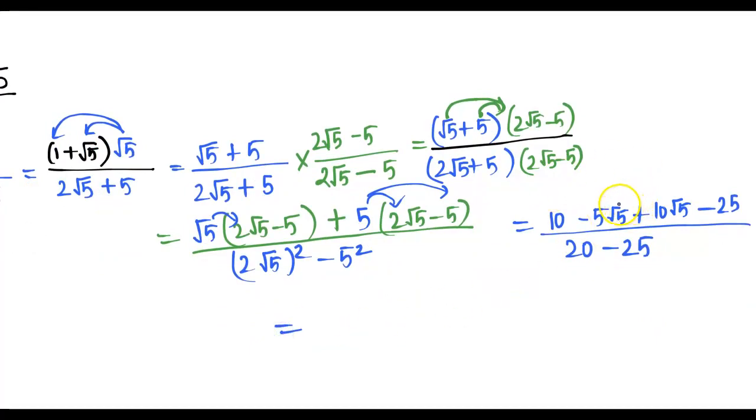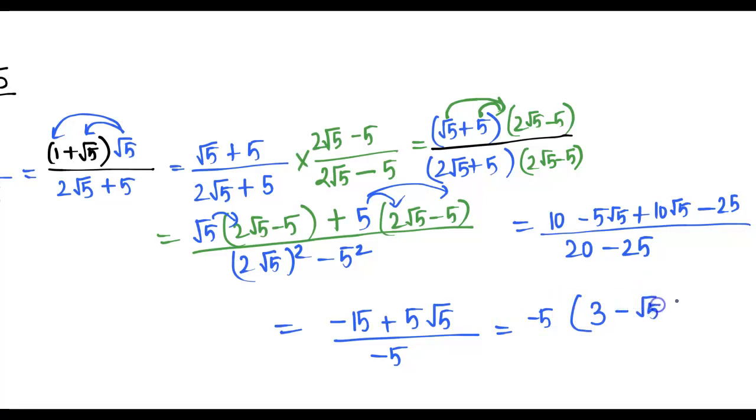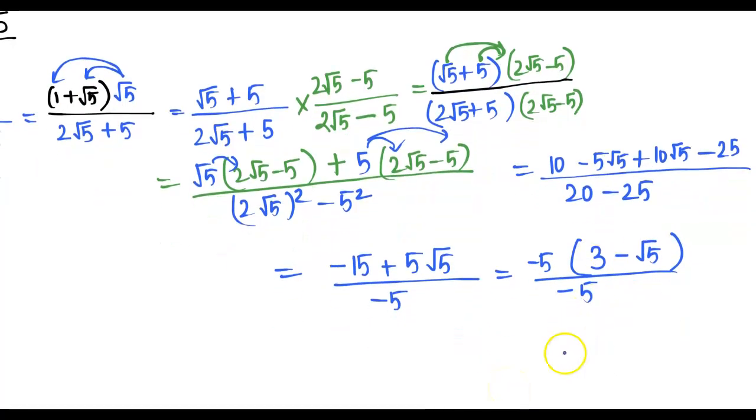Okay, now what next? Let's simplify the top. 10 take away 25 will be minus 15, plus 5 root 5, over minus 5. If you take minus 5 out, that would be 3 take away root 5, right, over minus 5. So the final answer we get from here will be 3 minus root 5, right? And here we go. That's our answer.